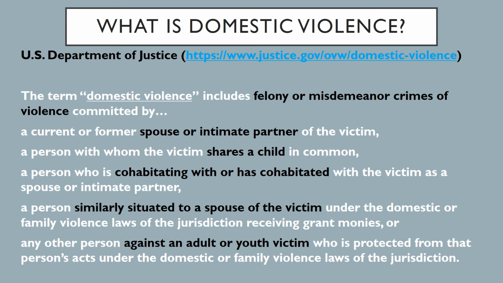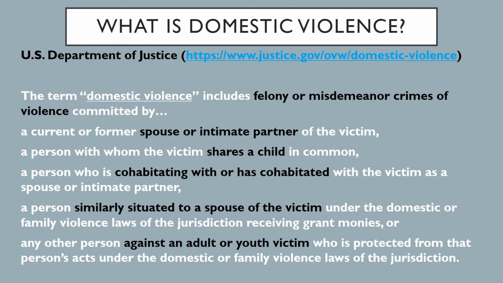So these felony or misdemeanor crimes of violence. So I want you to kind of keep that in mind. But now let's look at the various bullet points below that first statement. So felony or misdemeanor crimes of violence committed by whom? Okay, a current or former spouse or intimate partner of the victim. That kind of makes sense, right? When we think of domestic violence in its classic sense, we think of one spouse harming, hitting, hurting another spouse, right? So that one's right in there.